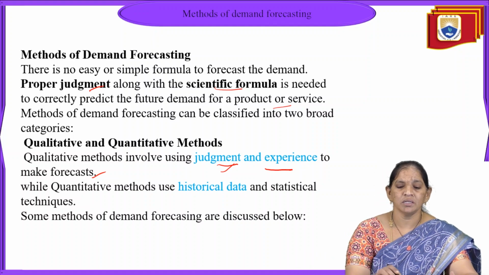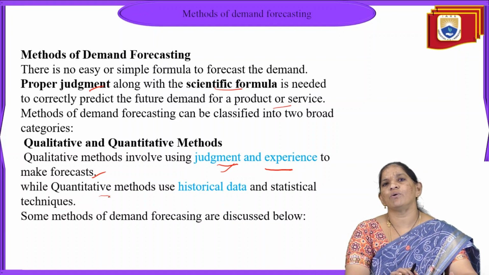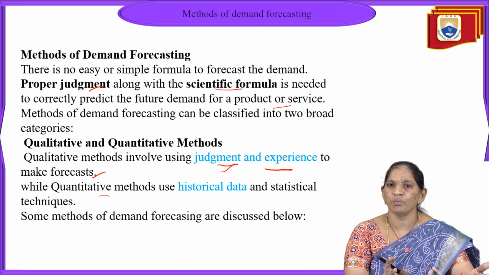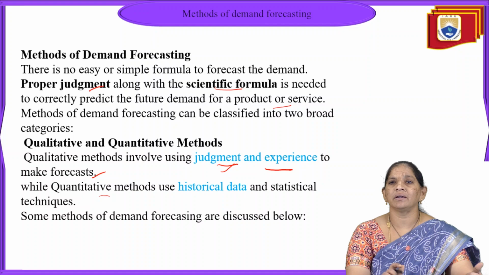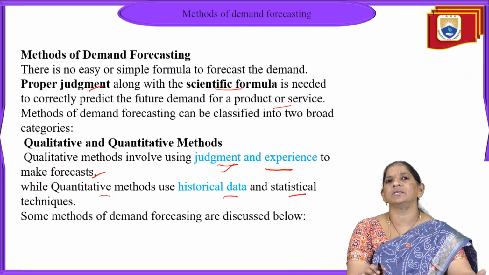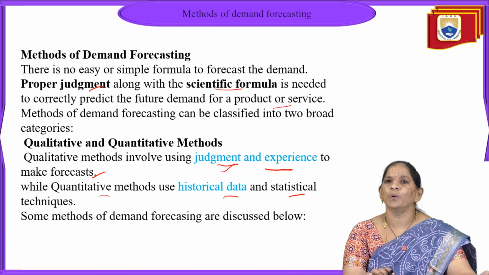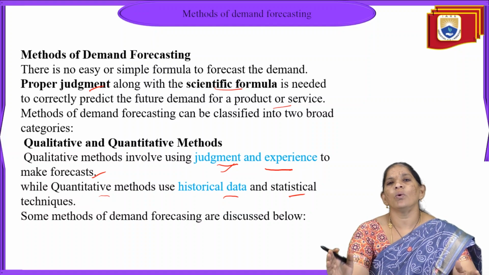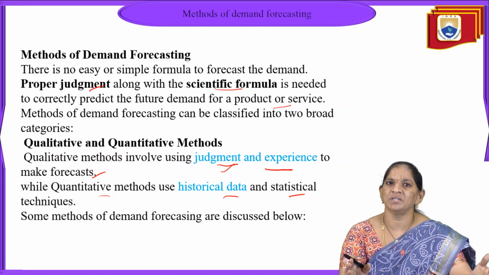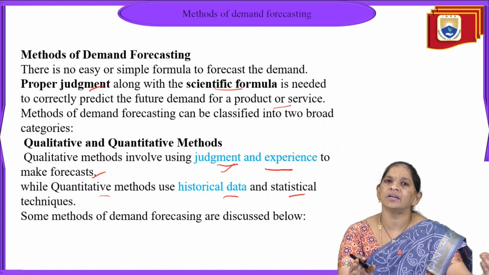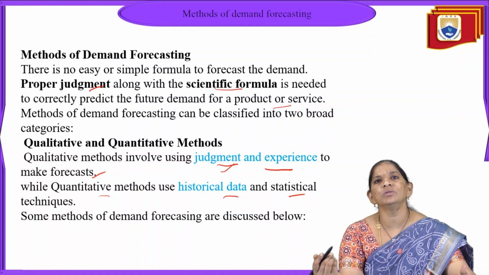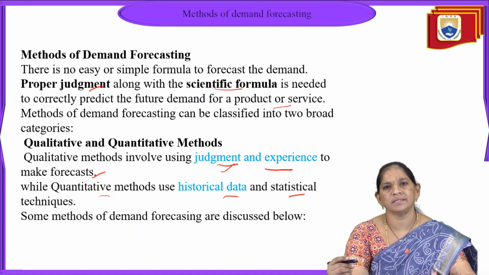When we come to the quantitative methods of forecasting, historical data and statistical techniques are used. The quantity itself is based upon some assumptions, and historically the data we can get from accounting records, or from some statistical tools and techniques like trend analysis and regression.